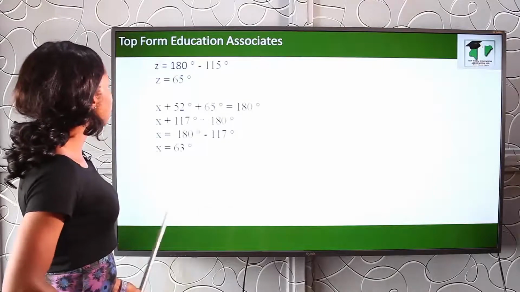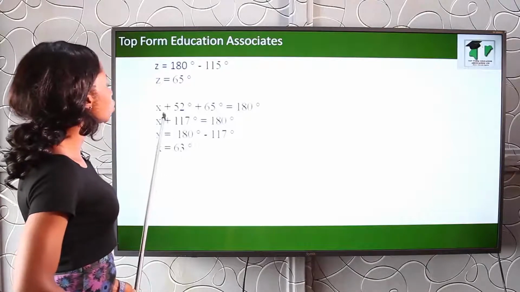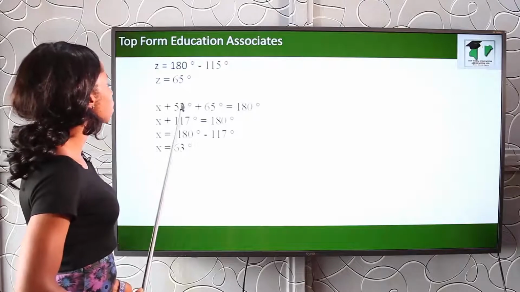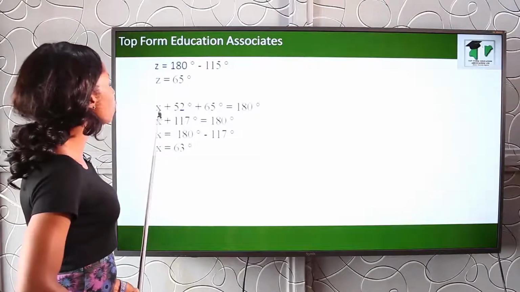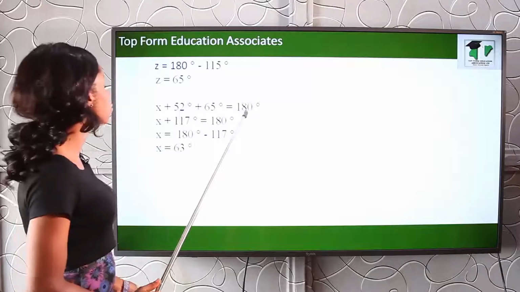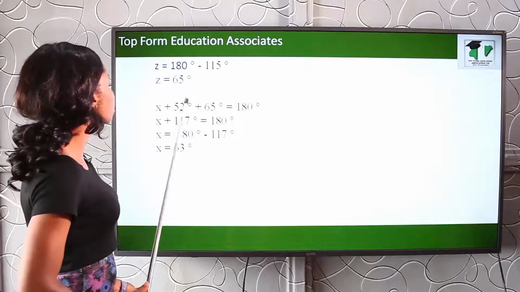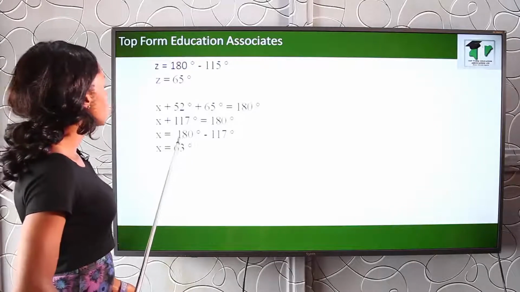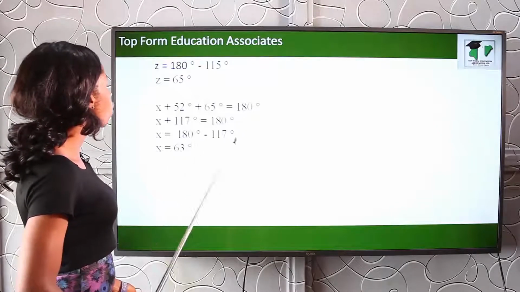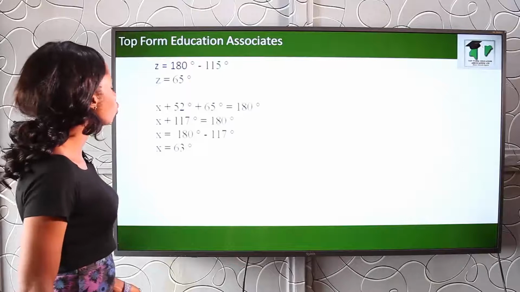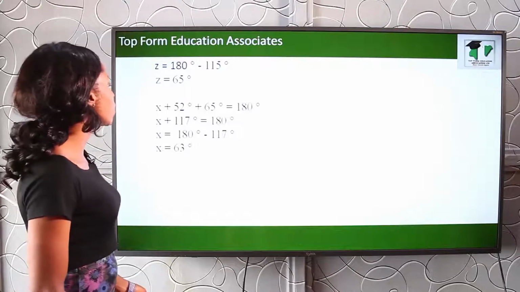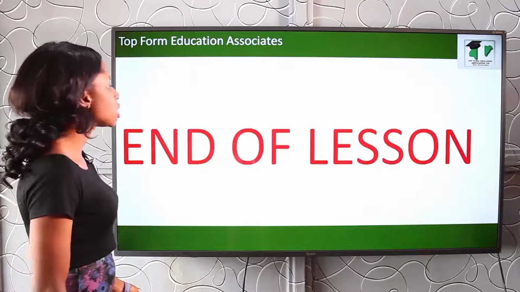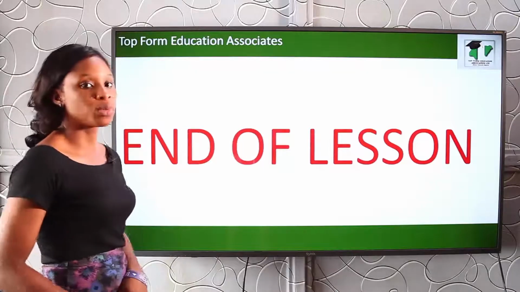Now, to get X, we do the same thing. We sum everything up to 180 degrees. Okay, when you take the sum of 65 and 52, you get 117. Now, to get X, we'll just subtract 117 from 180 degrees to give us X as 63 degrees. I hope you understood that.